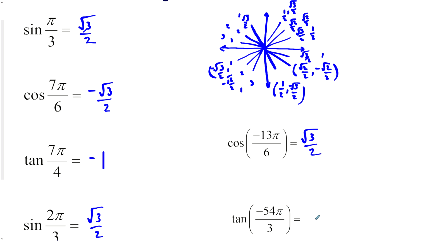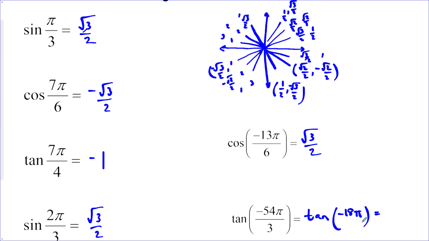Next one is tan of negative 54 pi over 3. Now I don't want to count that high, so let's see what we can do with that number. Tan, what's 54 divided by 3? Negative 18 pi.